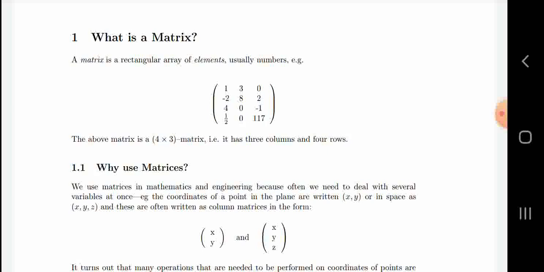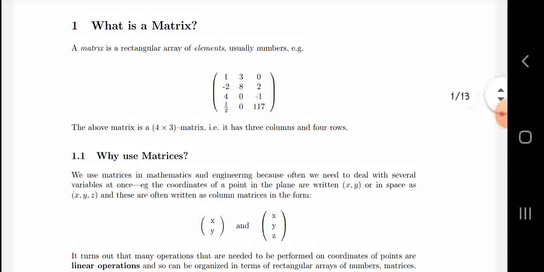A matrix is a rectangular array of elements. Usually we can say they are just numbers. So here they have given a matrix; it has three columns. See, a 4 into 3 matrix like this. So it has 3 columns and 4 rows. These are called matrices. Here, if they had given 5 instead of 3, you can say it is a 4 into 5 matrix, like that.